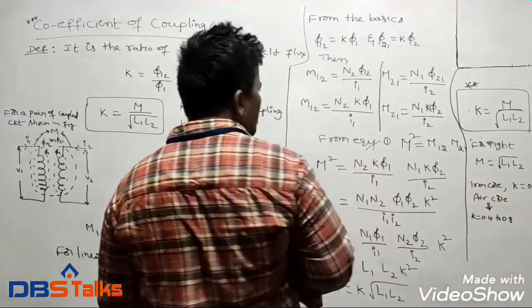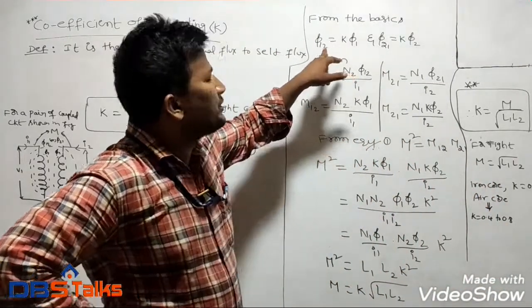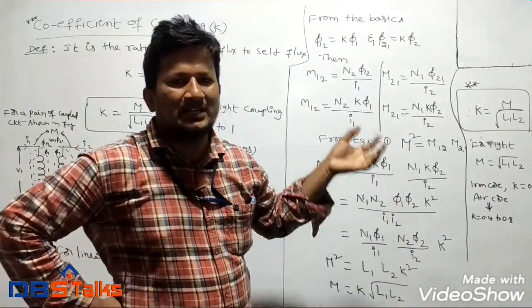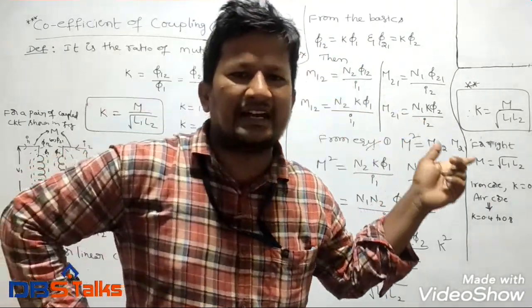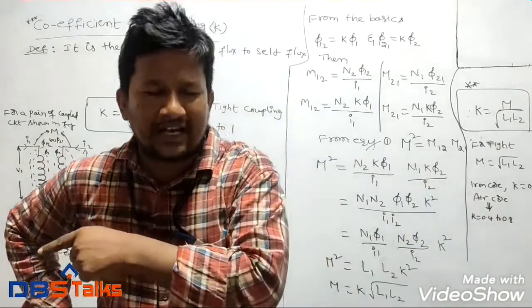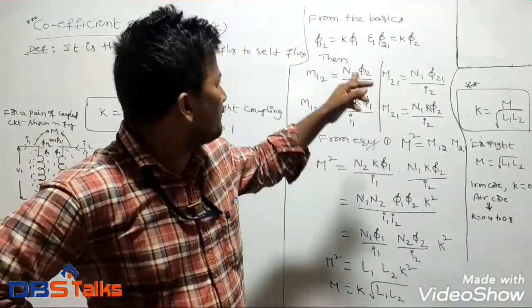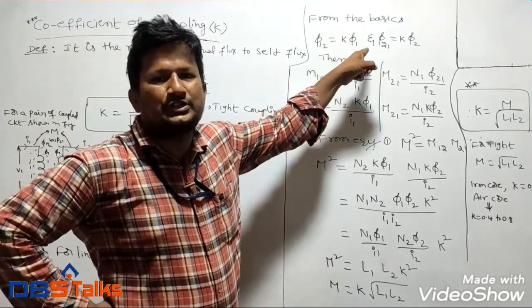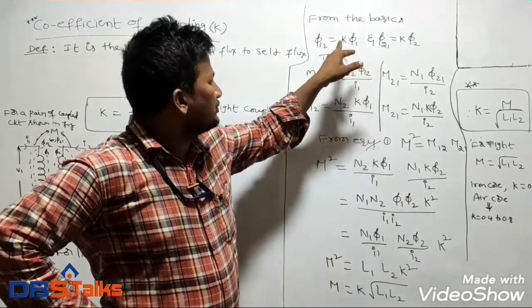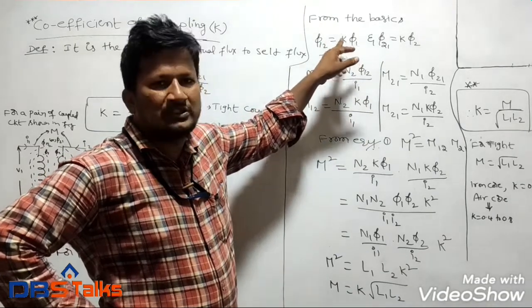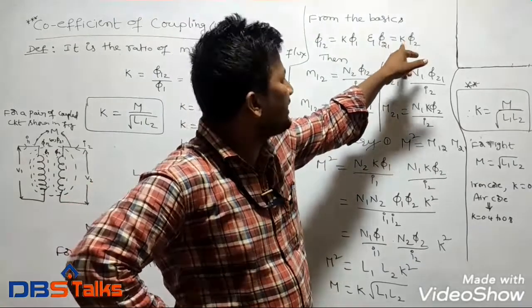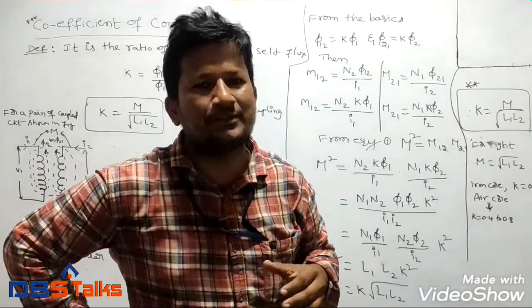Now the mutual flux in the secondary coil is produced because of the current in the first coil, that is, the flux in the first coil. So mutual flux is always proportional to the flux in the primary coil. That is, phi12 is equal to some K times phi1. Similarly, phi21 equals K times phi2. That is the basic definition.